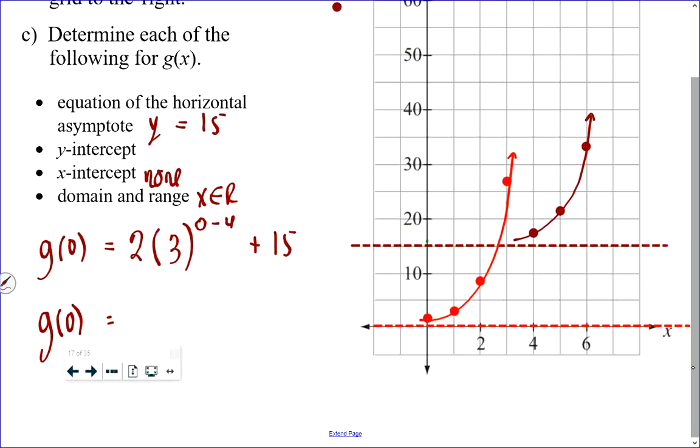15.0246. And can you convert it to a fraction, please? 1,217 over 81. 1,217 over 81. And just read back that decimal value. Anybody else get that? Okay. 15.0246. It's a little bit above the asymptote, which is to be expected. Any questions with C? Okay.